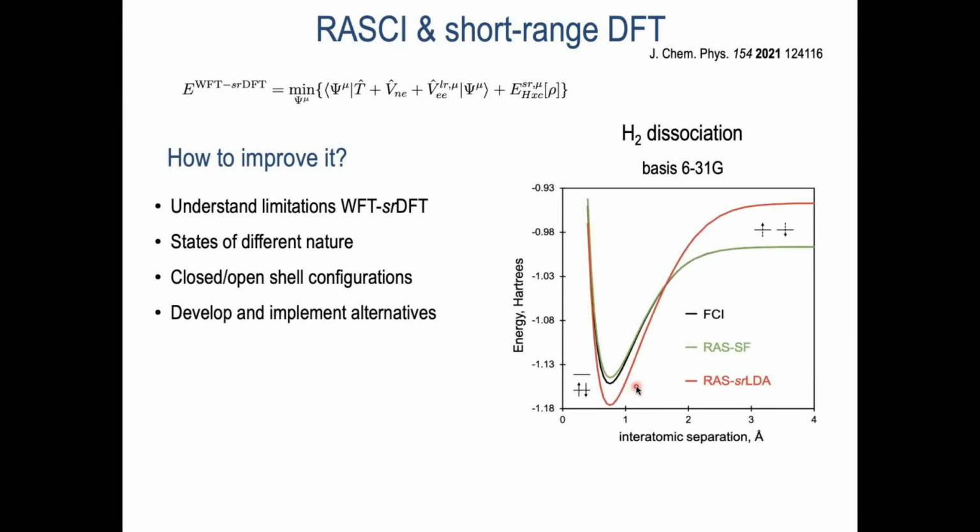If we do that using the same RASCI spin flip wave function, but now mixing in short range LDA, we obtain actually a much worse result. So we obtain a much lower energy at equilibrium and much larger energy at dissociation. So this mixing actually produces a much worse result, and we wanted to understand why that is.